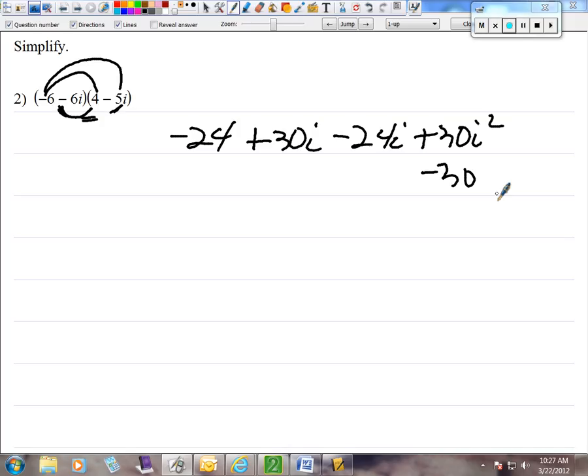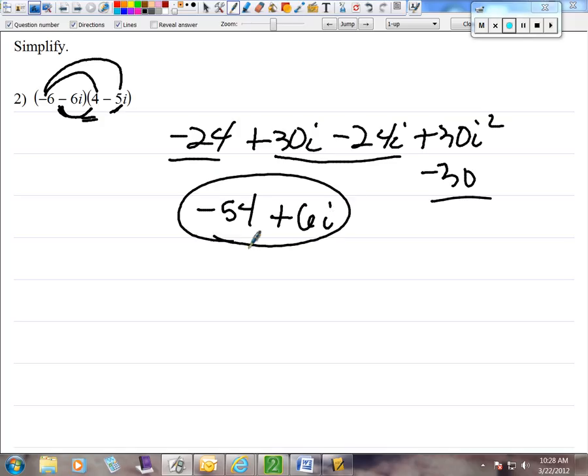Now we can add like terms. So when we add -30 and -24, should have -54. How many had that part right? Okay. And then the last part of this complex number is the imaginary part. Do you get a positive 6i? So your final answer is -54 plus 6i. How many got that? The rest of you see what you did wrong. Hopefully.